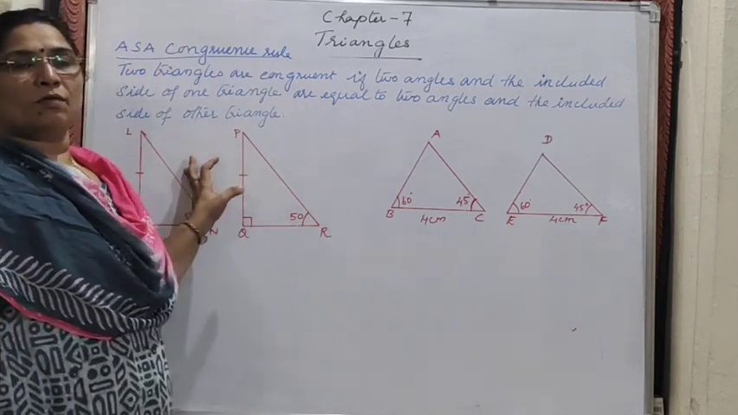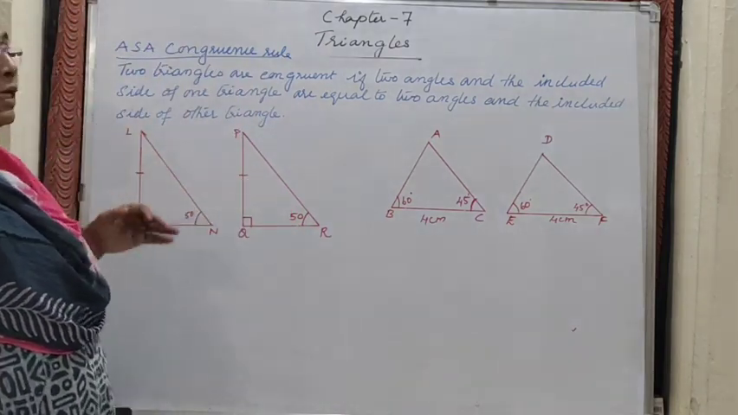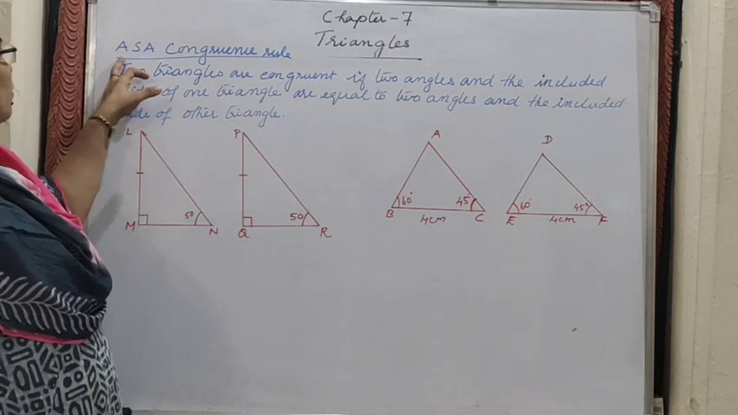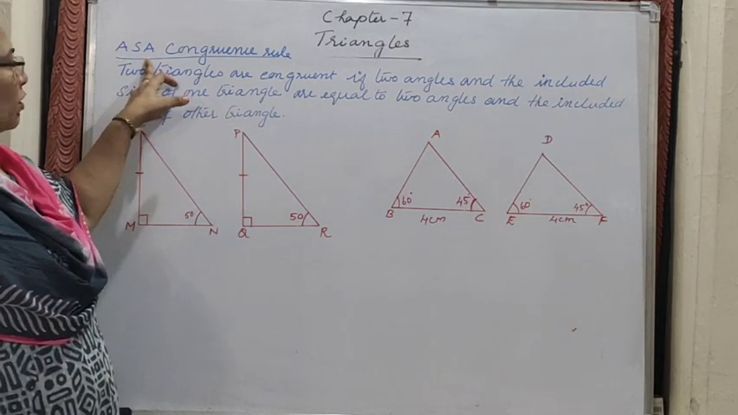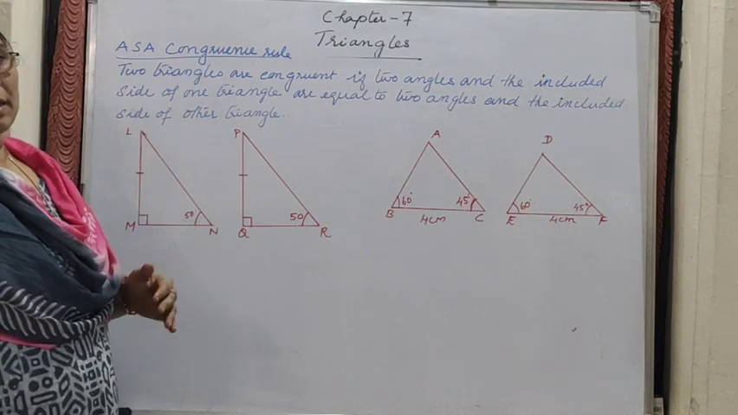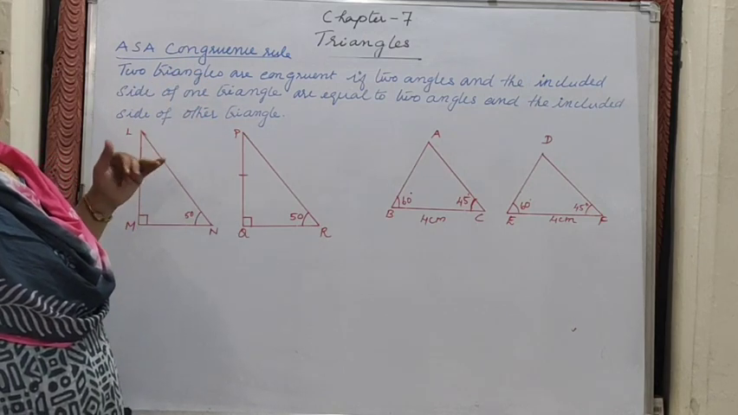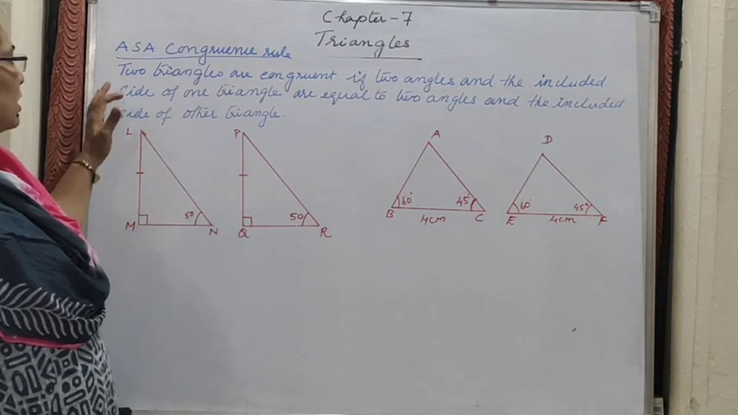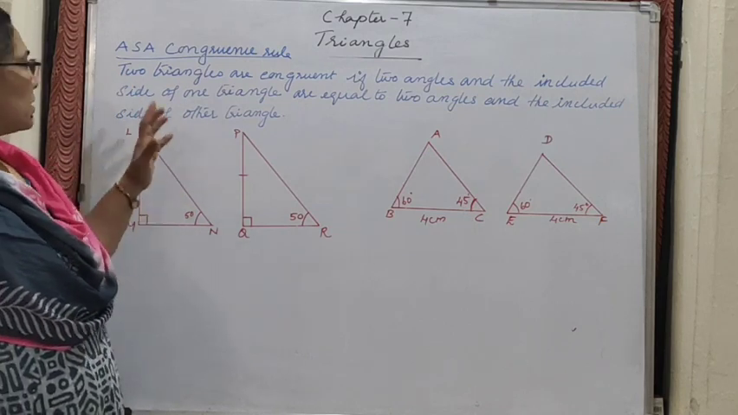Last class we have seen what is the SAS criteria and all, but it was an axiom. Now we are going to learn about ASA congruence rule. But here ASA congruence rule is a theorem only, but this present year that theorem proof is not there for you. So only statement, and I'll explain the concept.